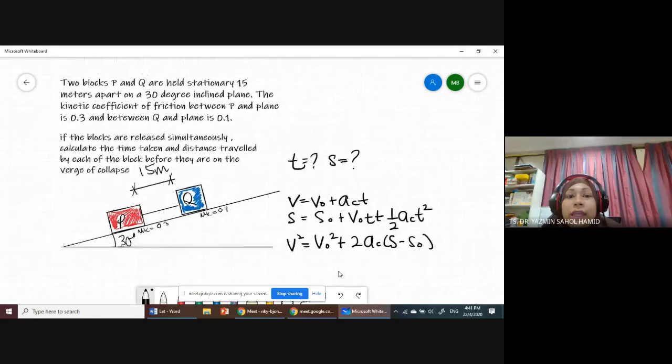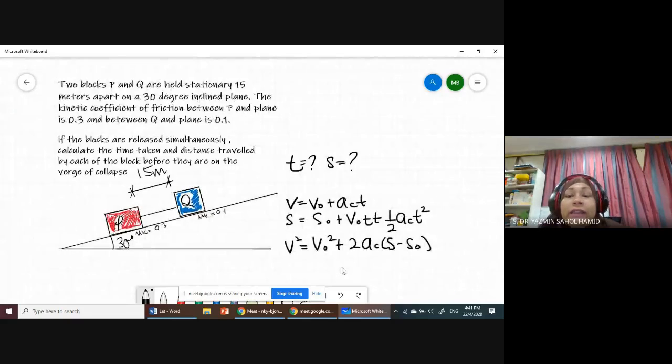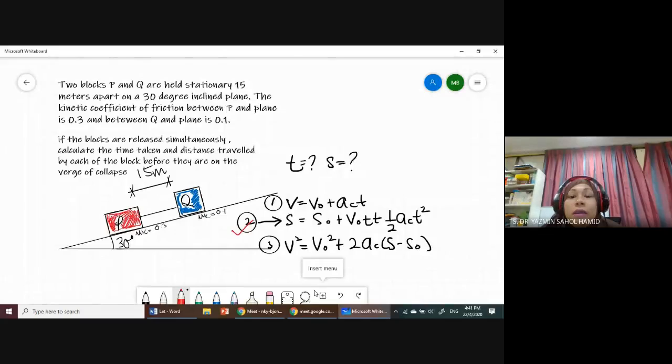Now, the thing is, the question, you need to find t and S. So in order to do that, you need to use equation number 2. So you have equation number 1, equation number 2, and equation number 3. The correct equation that you need to use is equation number 2, because in equation number 2 you have S and you also have t. Am I right? But do you have the acceleration? What is the acceleration?